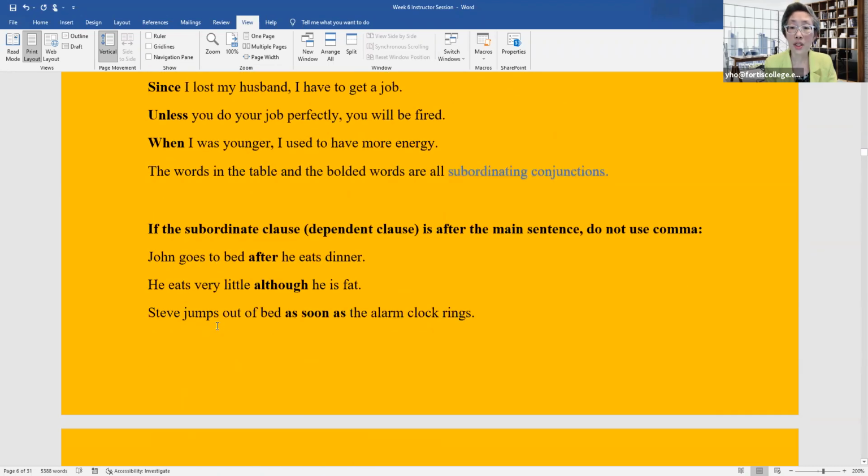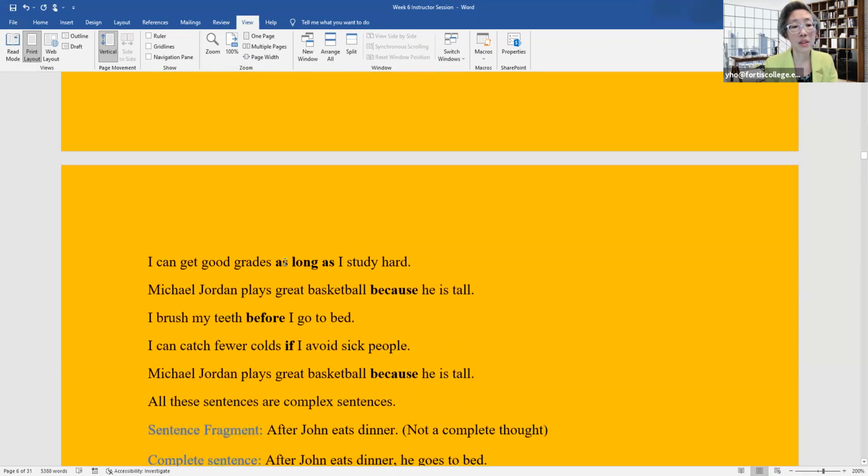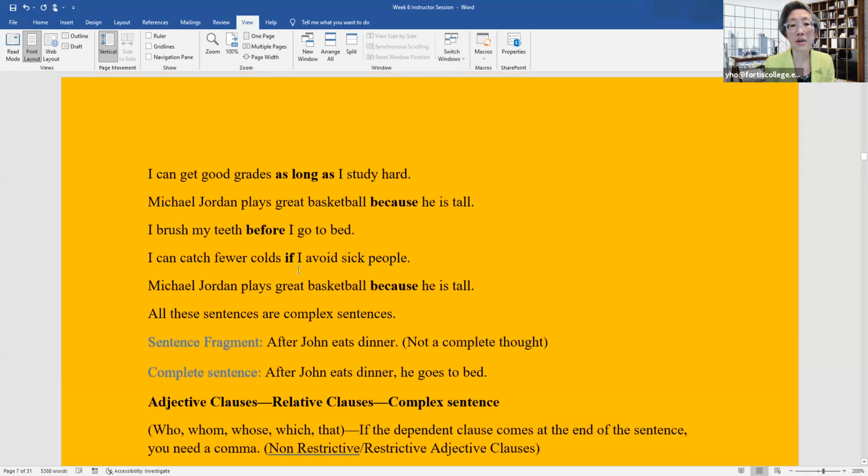If the dependent clause comes after the independent clause, you do not need a comma. "John goes to bed after he eats dinner." Notice there's no comma here. "He eats very little although he is fat." "Steve jumps out of bed as soon as the alarm clock rings." "I can get good grades as long as I study hard." "Michael Jordan plays great basketball because he is tall." "I brush my teeth before I go to bed."